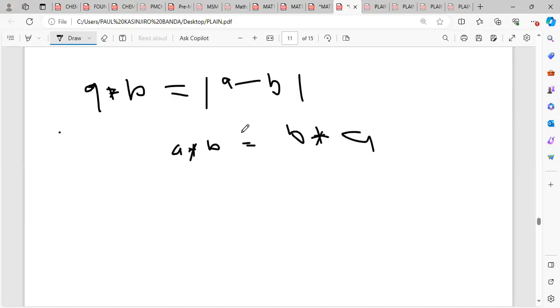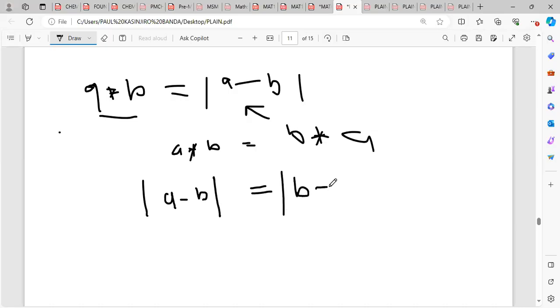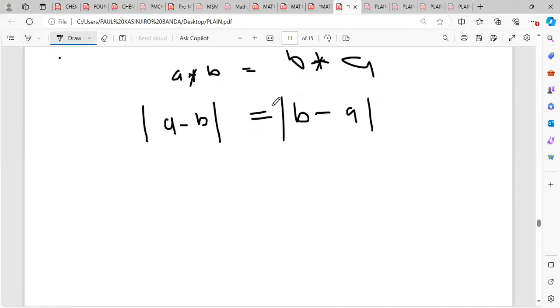So we are going to replace A star B with that, because A star B is equal to that. On this side, we just have the modulus of A minus B. On the other side, we are doing B star A. We follow the same rule: wherever there's A, we put B, and wherever there's B, we put A. So we have the modulus of B minus A. Then you can test what value you find on your left and on your right.